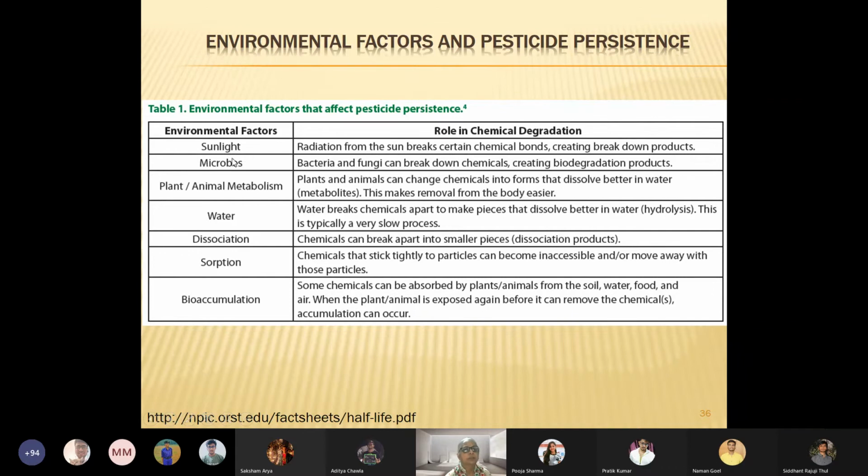If you have microorganisms in that system, bacteria and fungi are well-known microorganisms that can break down, and that's where we call it biodegradation. When animals and plants take up a particular chemical, not because it's food, but because it's there in the environment, that will change the chemical into forms that may either dissolve better in water or may lead to certain other toxic intermediates. In either case, they can be removed or they may accumulate. So DDT is a very good story in that sense because the intermediates, as far as I remember, are sometimes more toxic and can accumulate to a higher level.